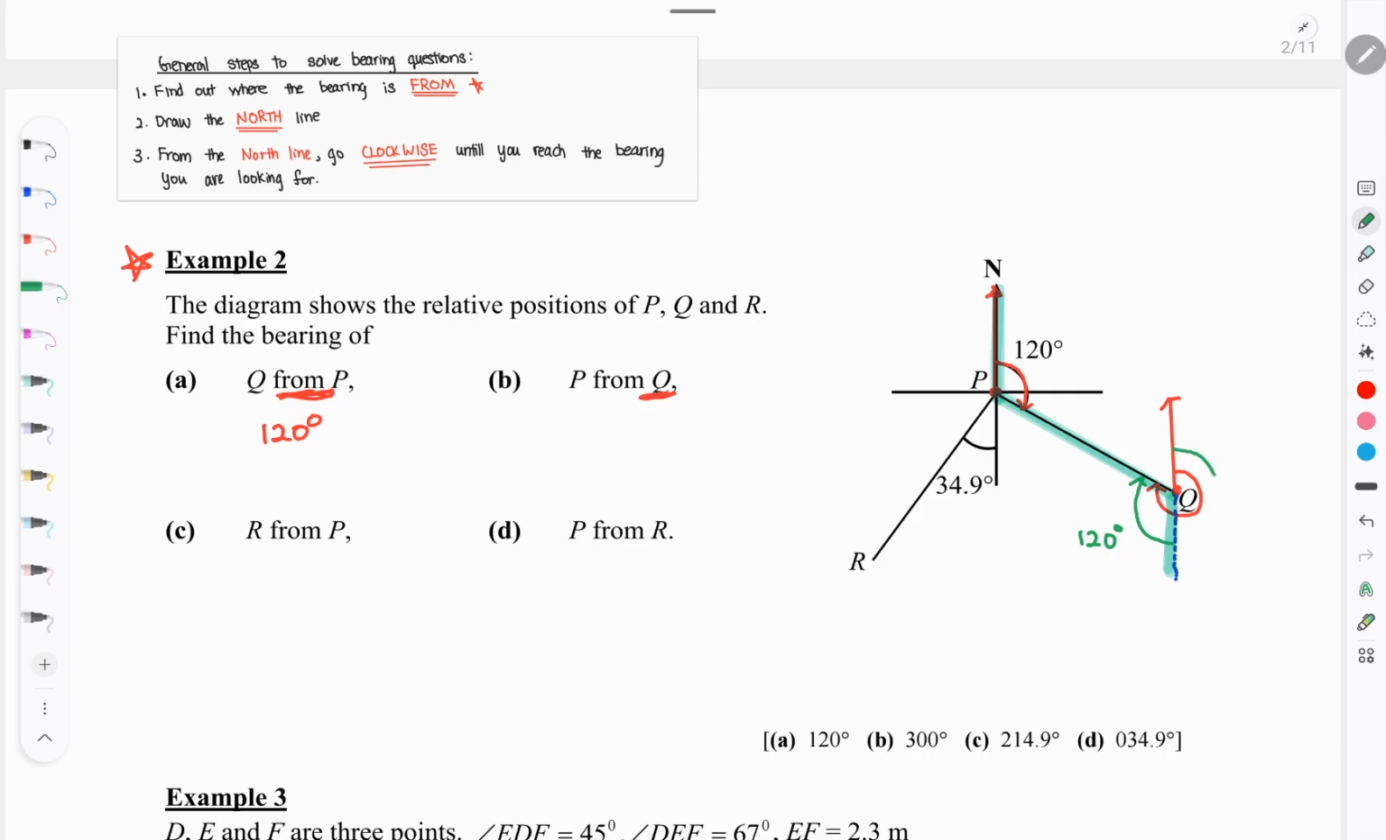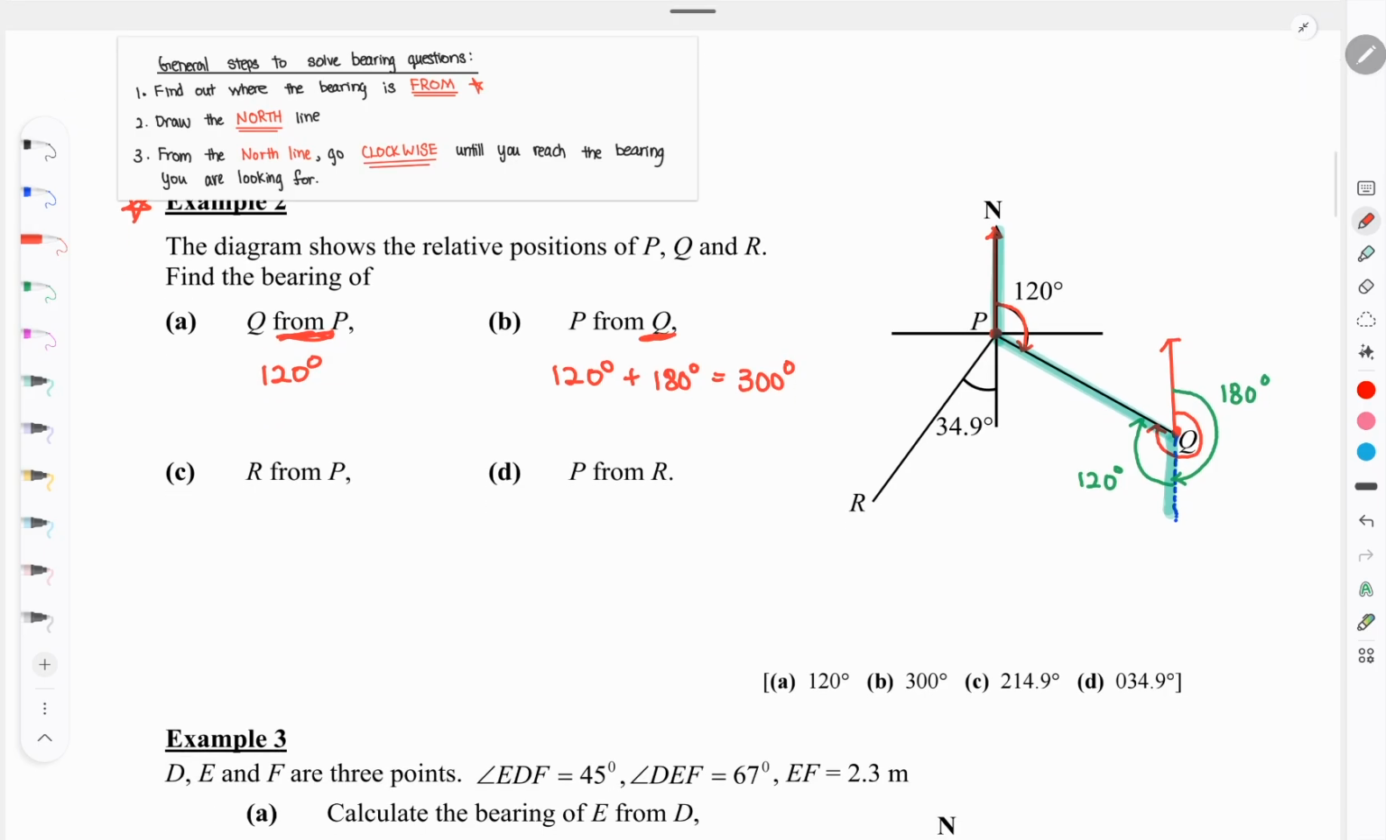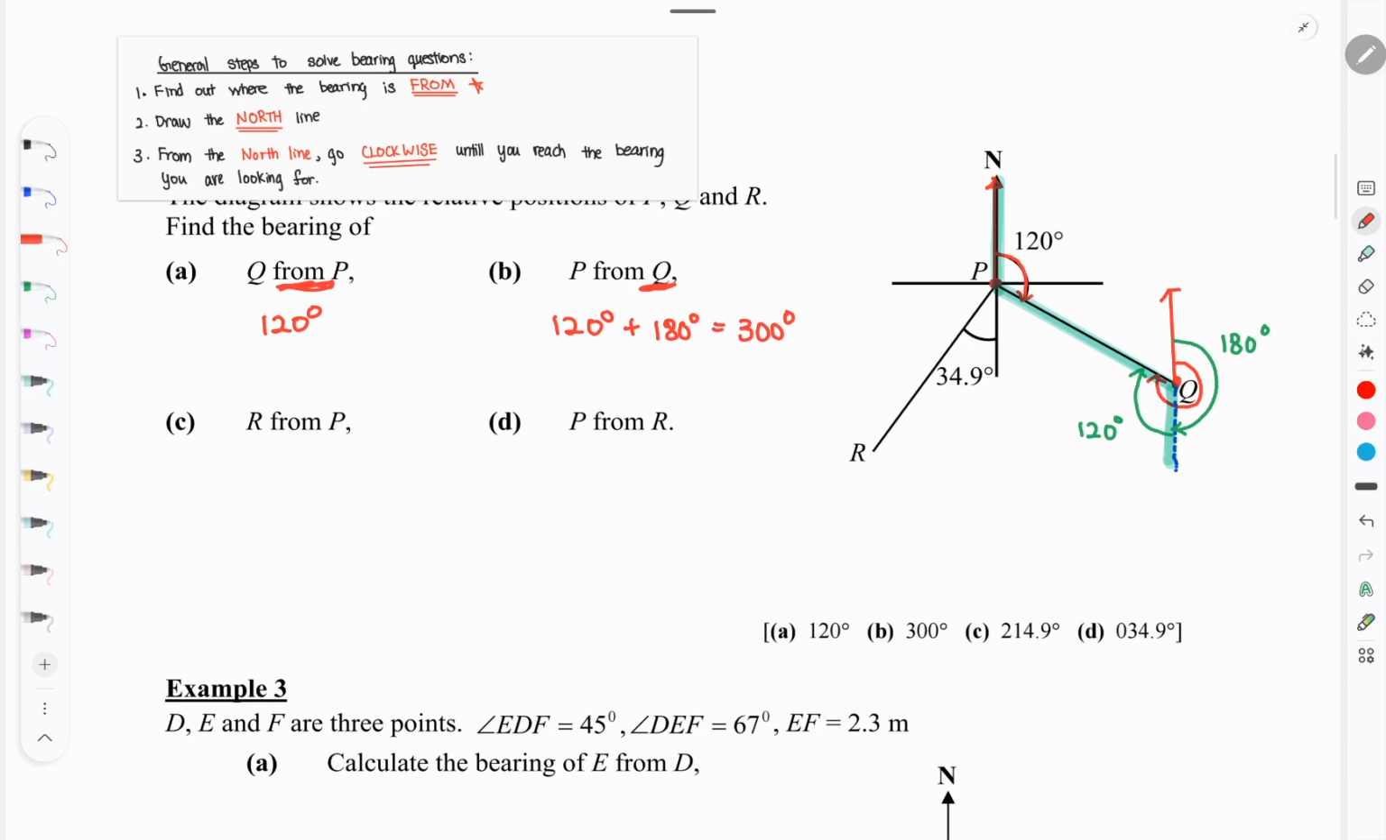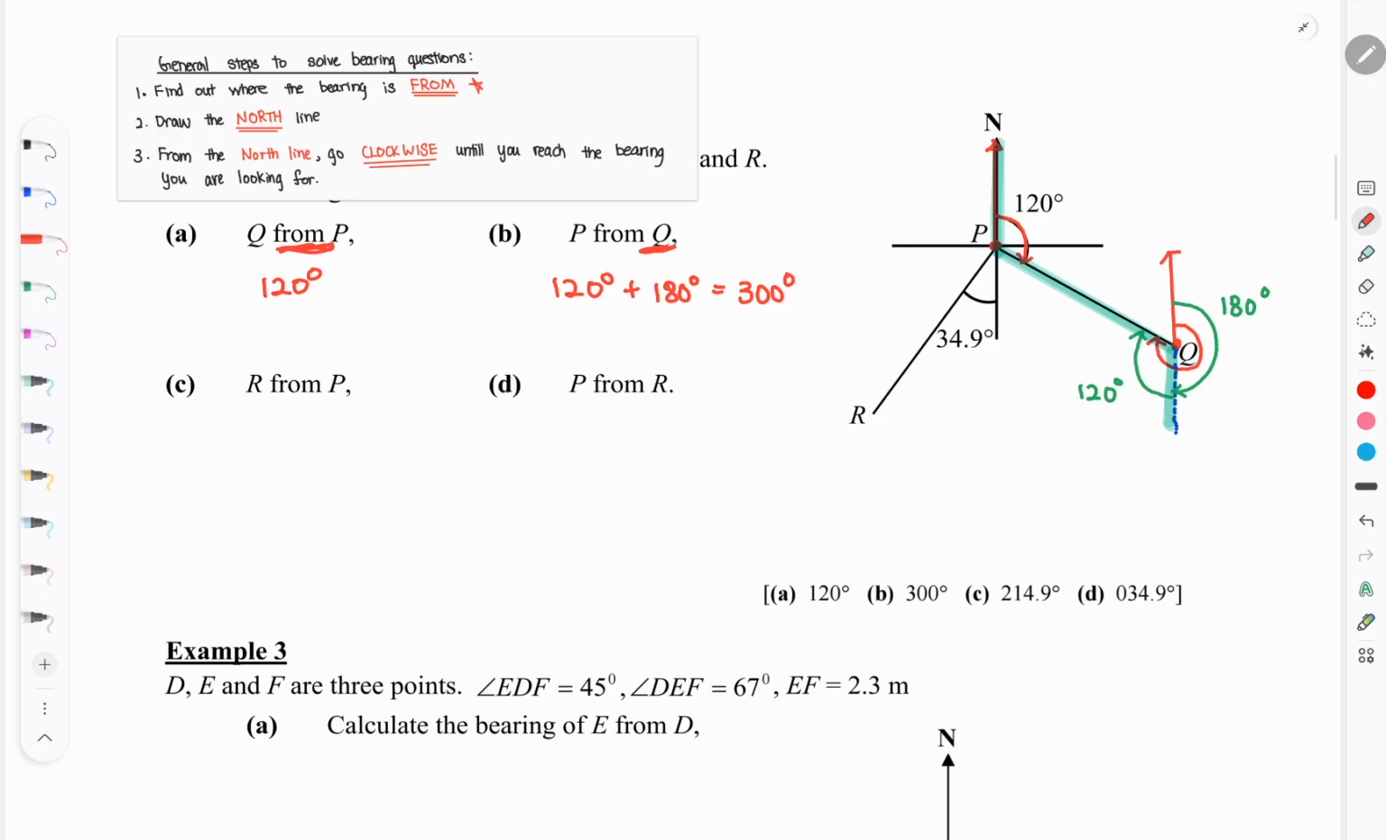Okay, then my first part, from north to the blue color line, it is 180 degree. So when I add them up together, 120 plus 180 degree, it will be equals to 300 degree. Okay, you can use interior angle and all those, but I prefer to use alternate angle because I don't have to do any calculation. So it reduces the chance of me getting any careless mistake.